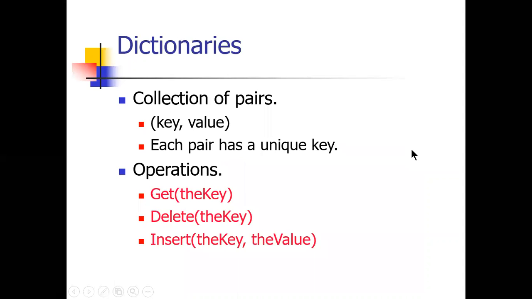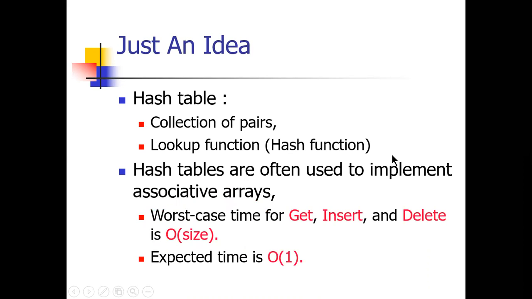Dictionaries are also examples of hashing tables, where we look up a word and see the meaning of that word. So there's a collection of pairs where you can see the key and the values put together. Each pair has a unique key. Operations such as get the key, delete the key, or insert the key and the value are the most important operations that you find in the hashing table.